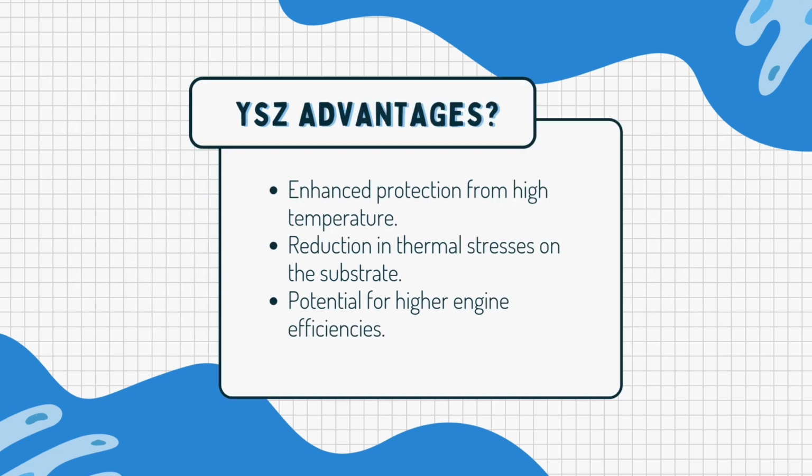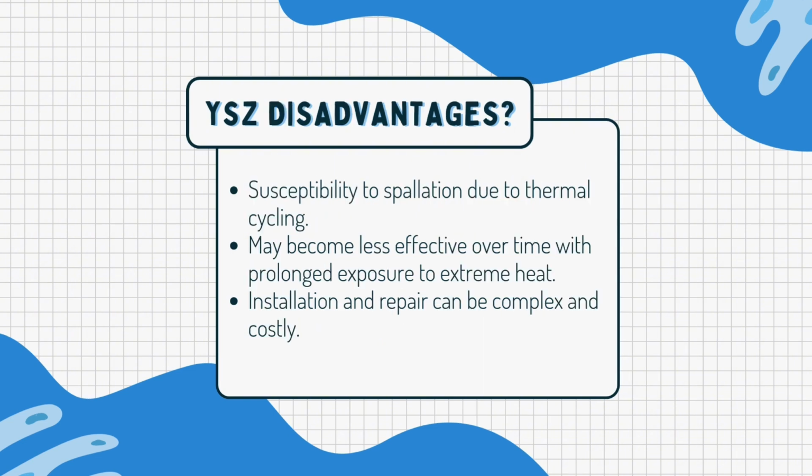These are some of the advantages of yttria stabilized zirconia. First is enhanced protection from high temperature. Second, reduction in thermal stress on the substrate. Third, potential for higher engine efficiency. And the disadvantages are susceptibility to spallation due to thermal cycling. It also can become less effective over time with prolonged exposure to extreme heat, and installation and repair can be complex and costly.